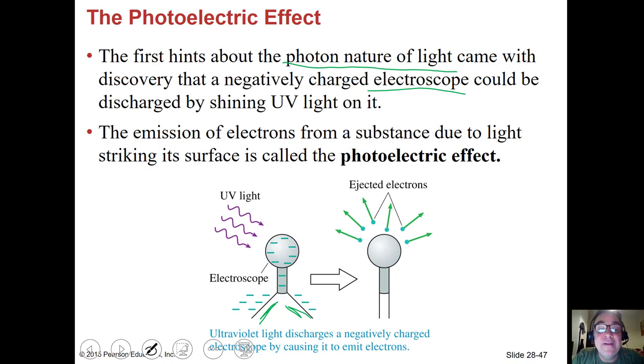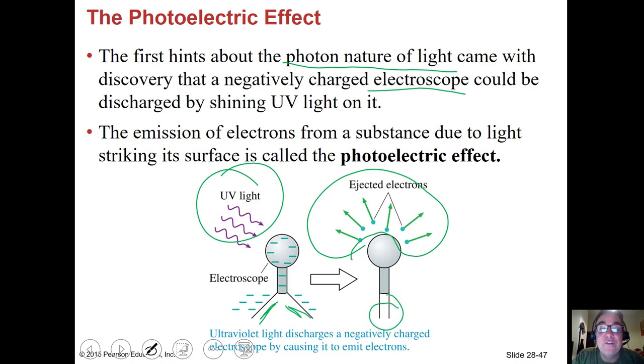So when you shine UV light on this, so UV light is hitting here, it's just photons that have a certain energy. Electrons are able to grab a hold of this energy from the photons, and they are liberated. So these ejected electrons are ejected because they get enough energy to be ejected. And then the leaves go back like this, so you're able to actually discharge this. So this is the photoelectric effect. Electrons can grab a hold of some energy, have enough energy to escape, and they do in this picture here.